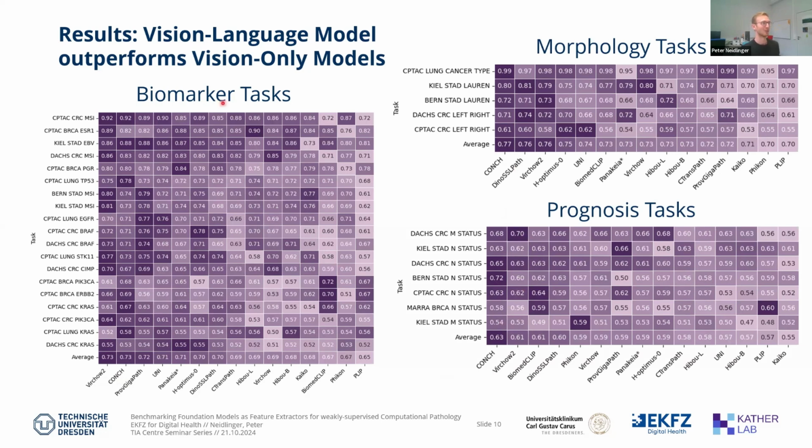So the vision language model outperforms all vision-only models, but the difference is very small. And then, similar models come after that. So the general patterns repeat.